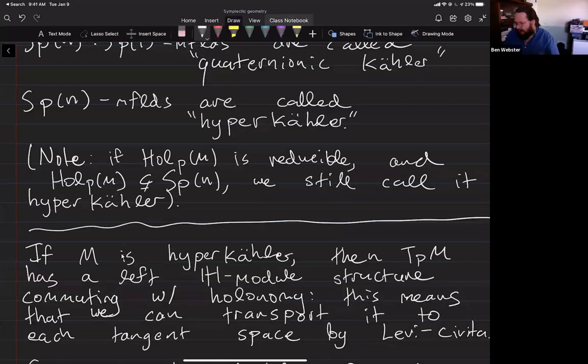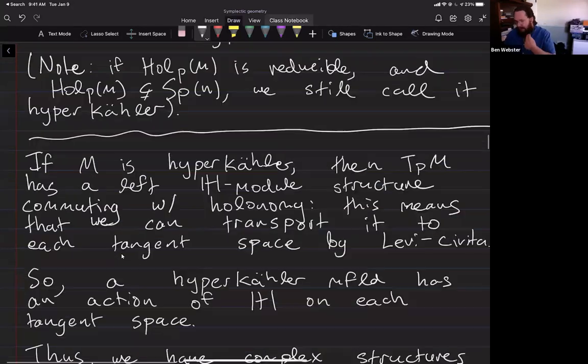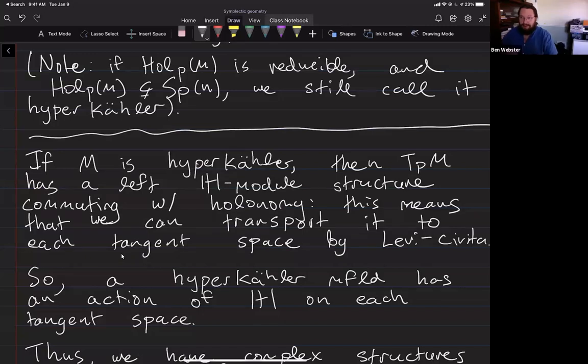So I can make the tangent space into a module over the quaternions by this right multiplication, but I can turn it into a left module action by taking the conjugate. So I can make the tangent space into a module over the quaternions. And that means we can take that H module structure and transport it to any other tangent space via the Levi-Civita connection. And so I actually get an action of the quaternions on the whole tangent bundle.